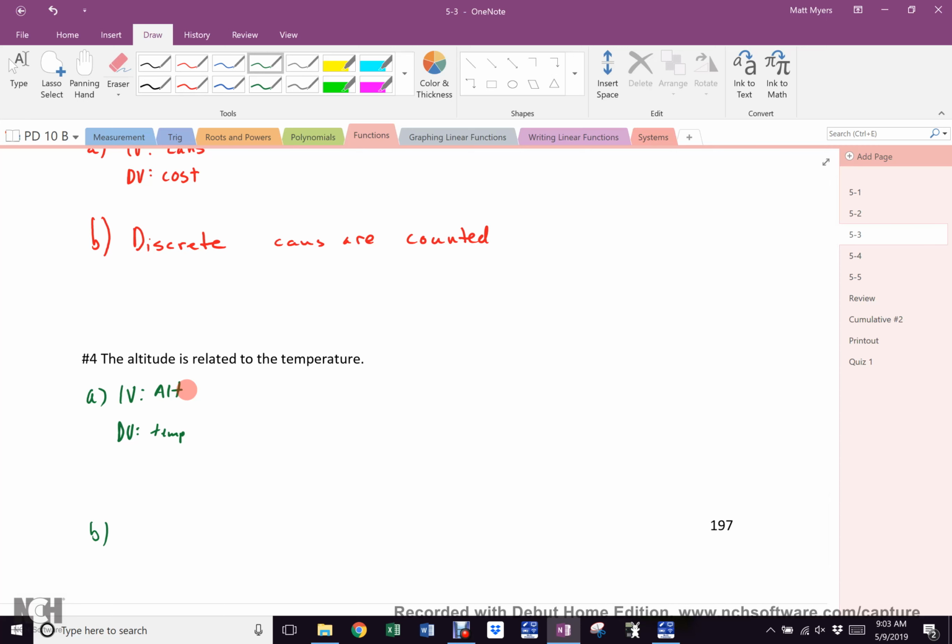Altitude. Discrete or continuous? Continuous. Why? Because altitude is measured. Temperature is measured. Even if we run out of names for the fraction, it's still a fraction. Okay? Are you dancing or is she harassing you? Okay.